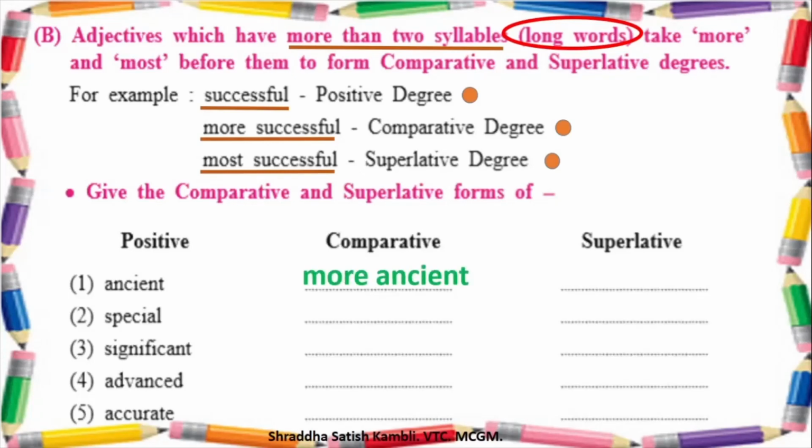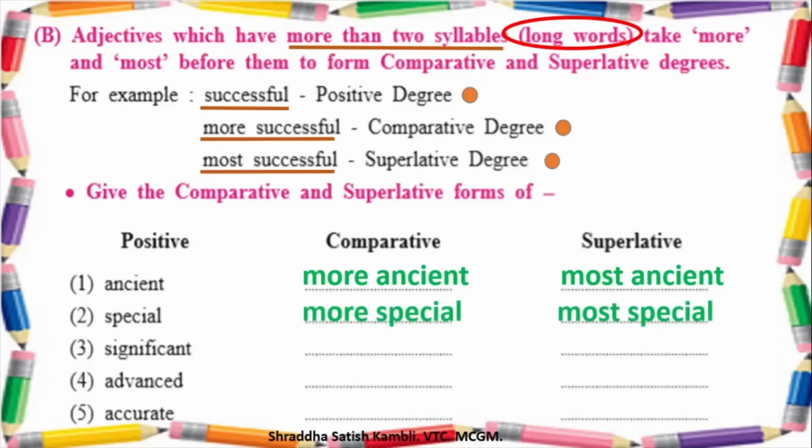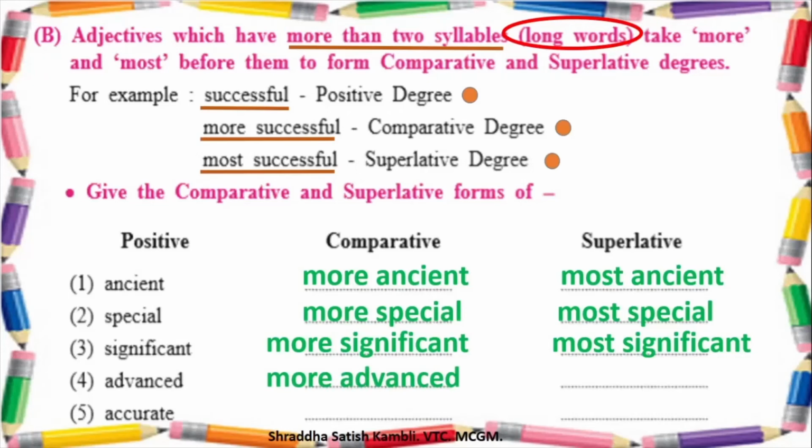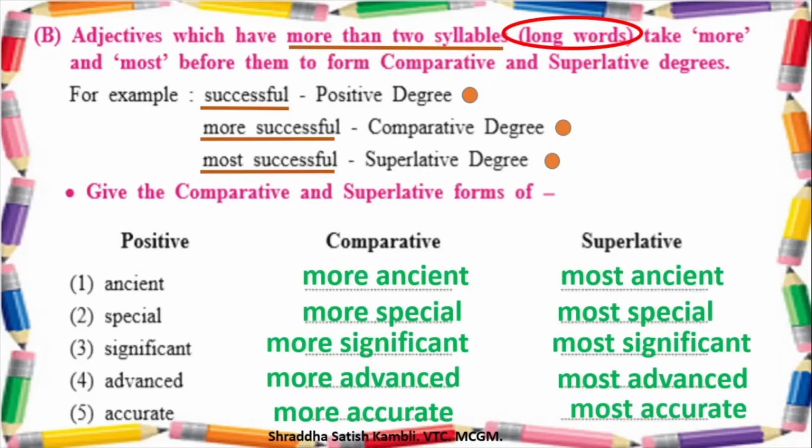Ancient, more ancient, most ancient. Special, more special, most special. Significant, more significant, most significant. Advanced, more advanced, most advanced. Accurate, more accurate, most accurate. Remember, whenever you write the superlative degree, always add the word the there. So it will be the most ancient, the most special, the most significant, the most advanced, and the most accurate.